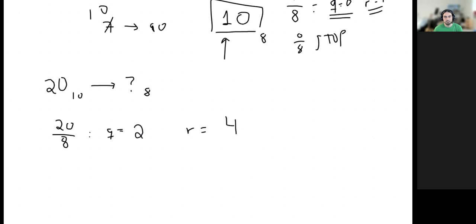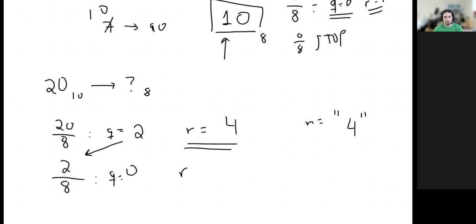Then you take the remainder and write it down here. That's the number that I'm forming. So far, the number is 4. Now, the next iteration, we take the quotient as the number to divide. And this will yield what? 0 quotient, remainder 2. So you take the remainder and add it to the beginning. So n is going to be 2 followed by the 4.